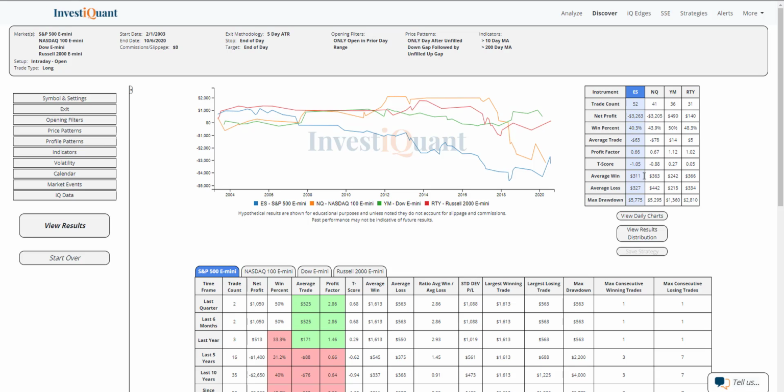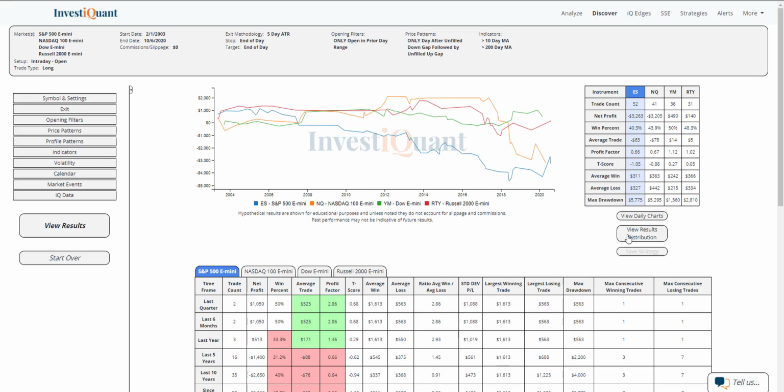Looking at the average win and average loss, they're pretty similar on most of these. It looks like the NASDAQ's a little bit more skewed to larger average losses. But with the ES, they're fairly close for the average win and average loss. On the Dow, they're fairly close as well. Average win a little bit bigger than the average loss. And then on the Russell, same deal. Average win a little bit bigger than the average loss.